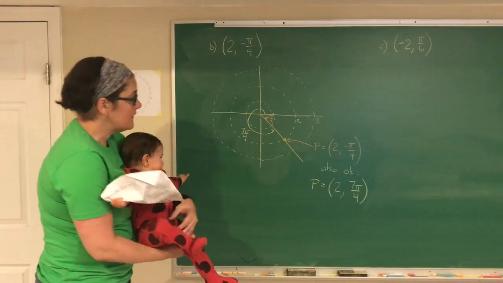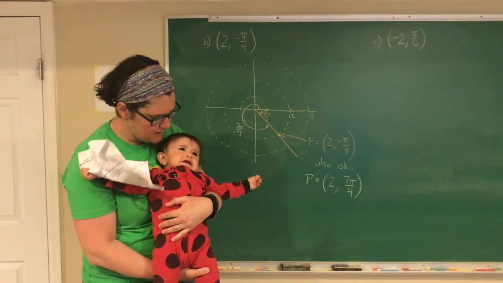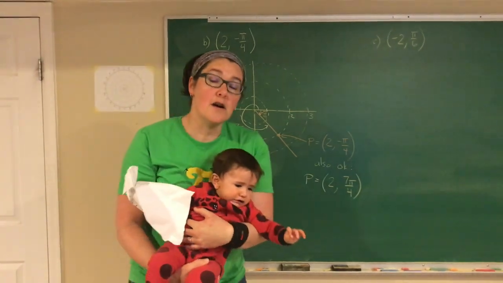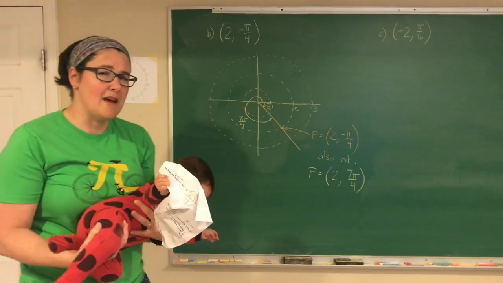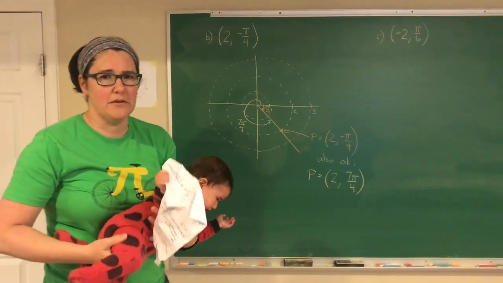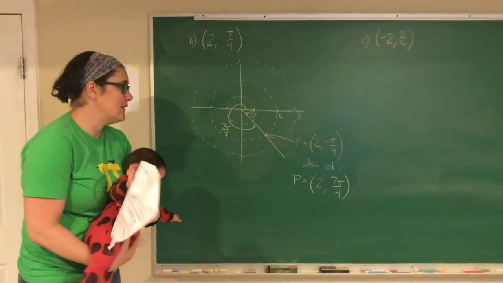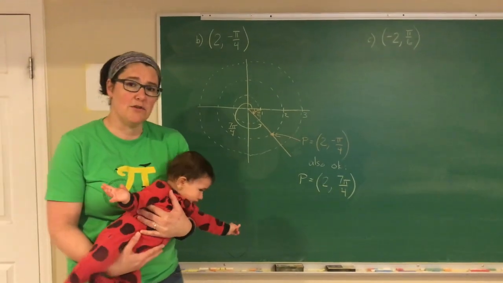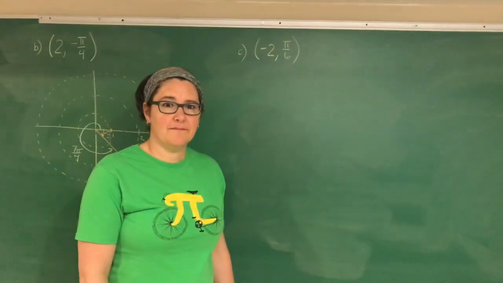Okay, so there are multiple ways. Anyway, there are multiple ways to describe the same polar point, which is a downside of polar points, but kind of cool in the same respect. Okay, so we've plotted the point 2 comma negative pi over 4, which can also be written as 2 comma 7 pi over 4, and multiple other ways as well.